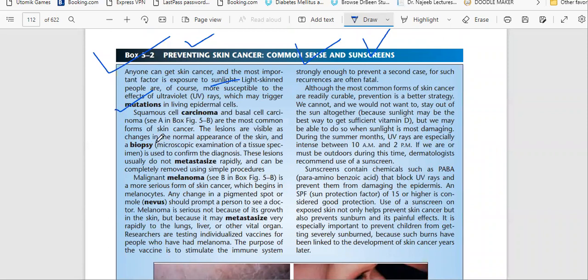The lesions are a visible change in the normal appearance of the skin, and a biopsy, a microscopic examination of a tissue specimen, is used to confirm the diagnosis. How is the diagnosis confirmed? The area will be taken to the lab, and they will examine it.